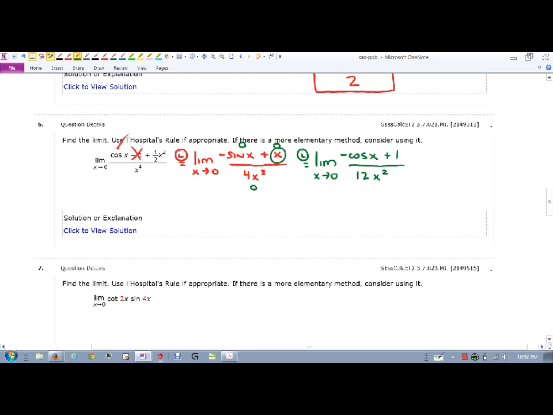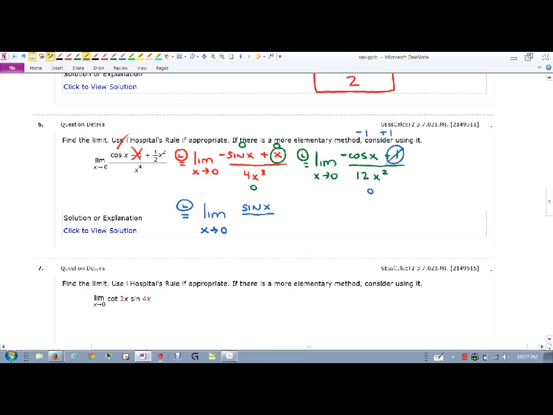Let's let x go to 0. Cosine of 0 is 1, but then it's negative, so negative 1. I have negative 1 plus 1 on top. On the bottom I get 0, so we still have 0 over 0. So I apply L'Hopital again. Limit as x goes to 0. I take the derivative of the top again. The derivative of negative cosine x is sine x. And then the derivative of 1 is 0.